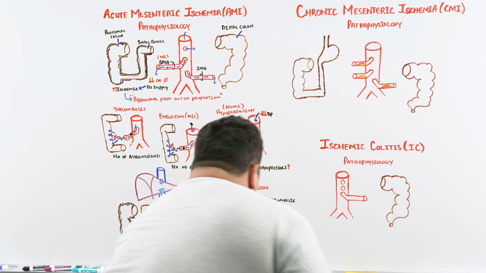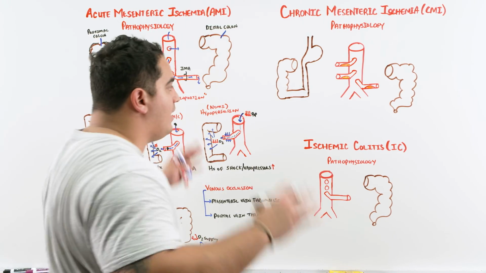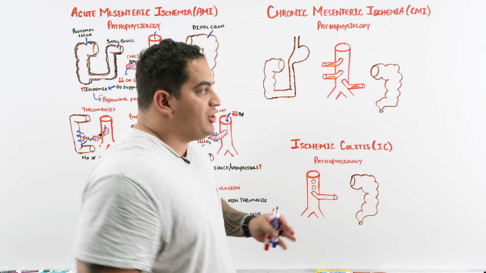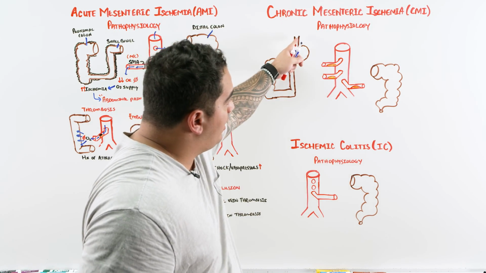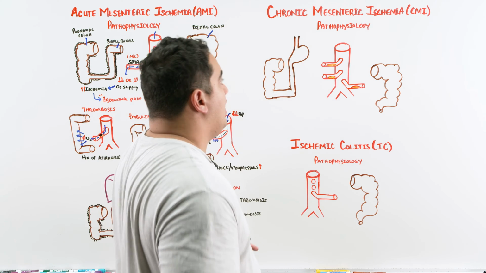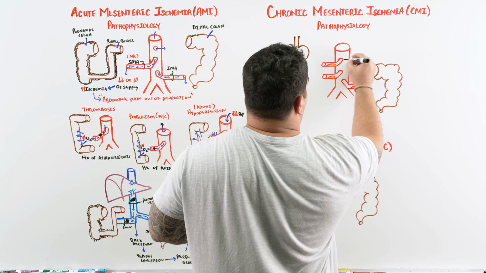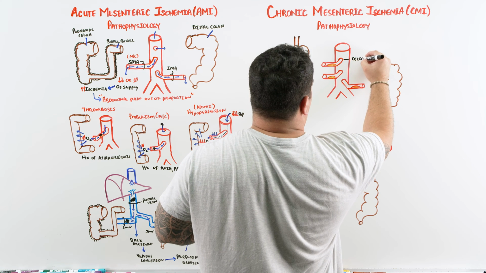All right, with that being said, the next concept is, what about these two, the stepchildren of intestinal ischemia? There's chronic mesenteric ischemia and ischemic colitis. These ones are a lot easier. So we have a couple vessels here. So this one here is called your celiac artery.